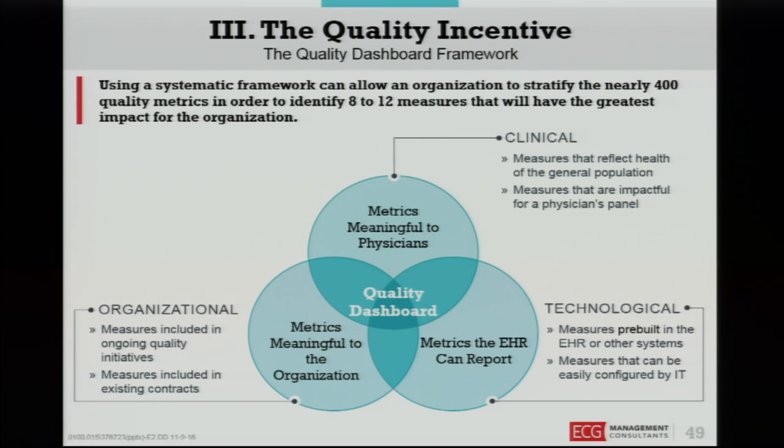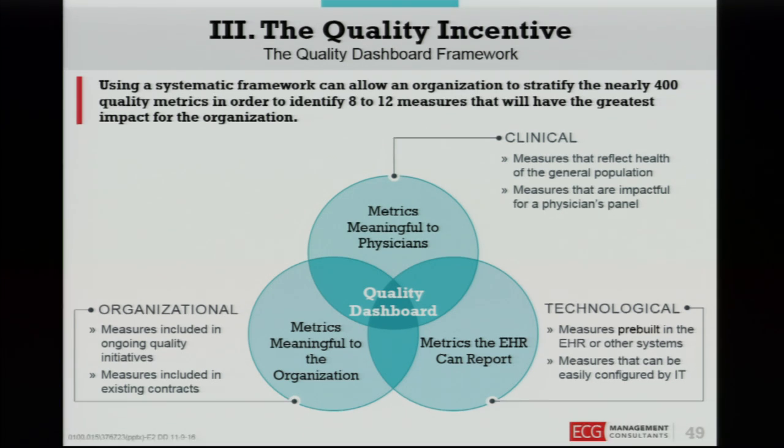What's important for the organization? So if you already have existing programs in place, if you've got a contract with a payer in your community that already includes a bunch of quality metrics, or if you have to report a bunch of quality metrics for regulatory purposes, you can bring those up as a higher priority.